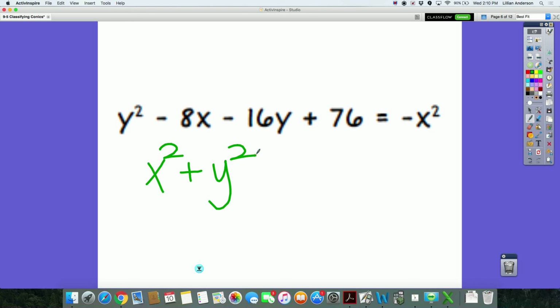Wait, the same coefficient in terms of the x's? In terms of the x squared and the y squared, they have to have the same coefficient. Don't look at the normal ones. Just the squared terms.